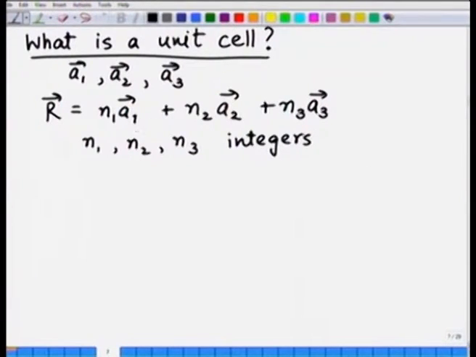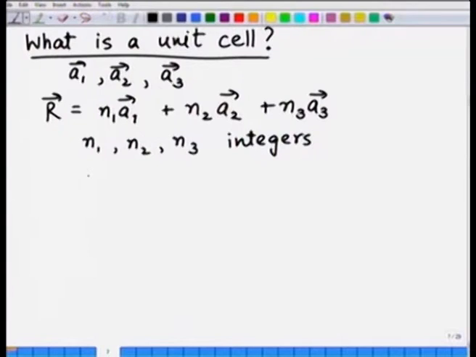The other way to look at it is that A1, A2, A3, since they are 3 non-collinear vectors, will construct a volume. Whatever the volume is, if you translate it by distances A1, A2 and A3, then you should be able to fill up the complete space, generating those lattice points. These are 2 ways you can think of unit cells. All right. So, there is a requirement of translation.